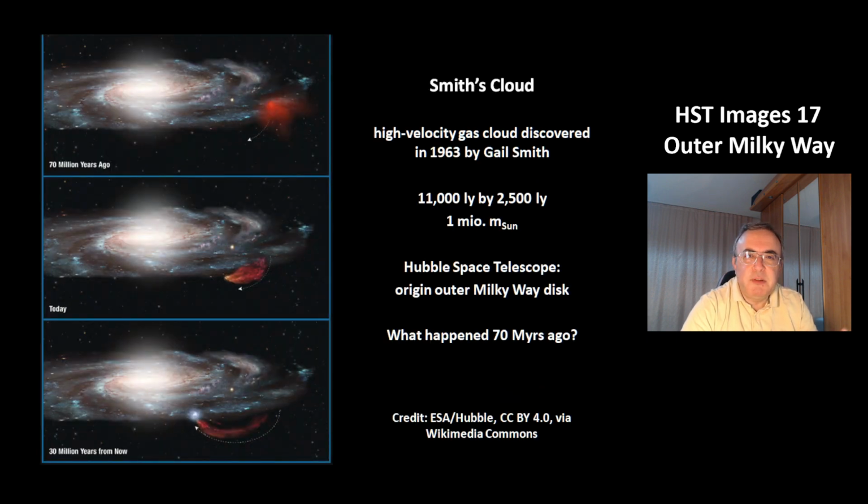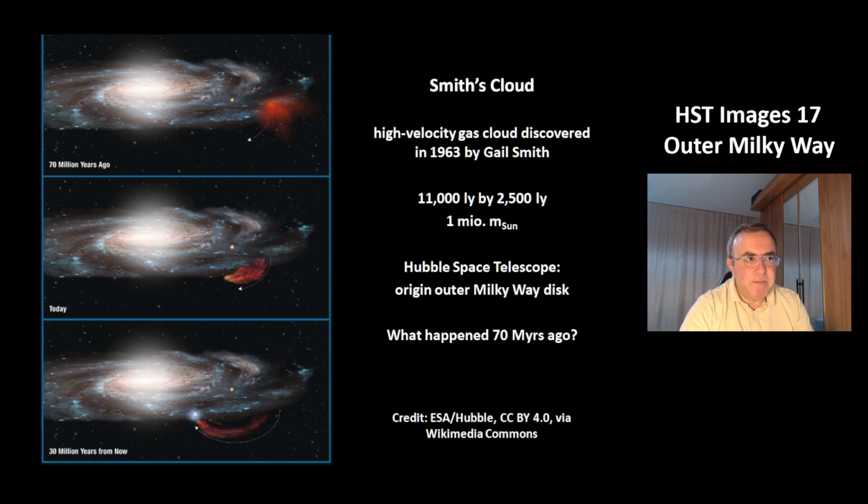This is one very mysterious object. It's Smith's cloud. It was discovered by Gail Smith in 1963. This is a high velocity gas. Its size is 11,000 light years by 2,500 light years, so it's quite big. Its mass is 1 million solar masses.